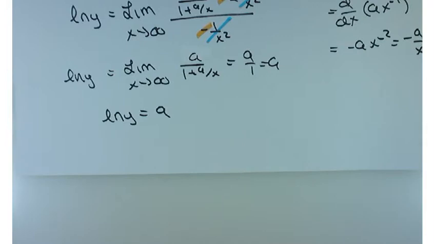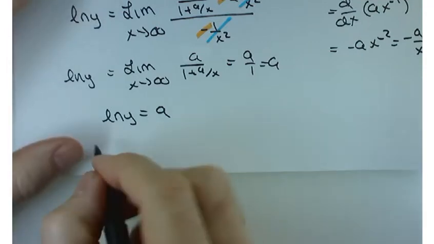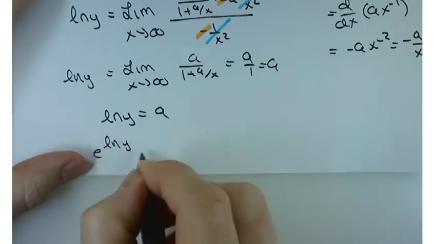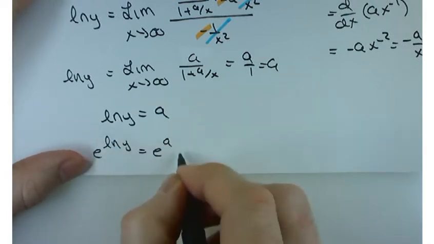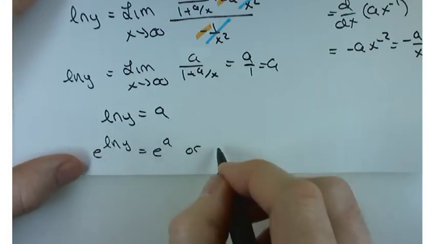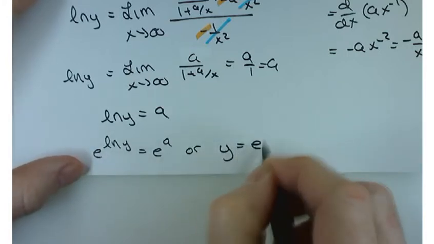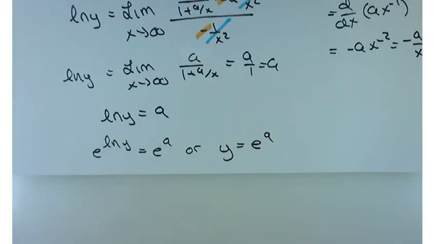So we did a lot of work, but all we got is ln of y. We want y. Emma, how do we get y from this? Yeah, exponentiate both sides. e to the ln of y equals e to the a. What happens with these two? Cancel. So we get y equals e to the a power. And that's it.